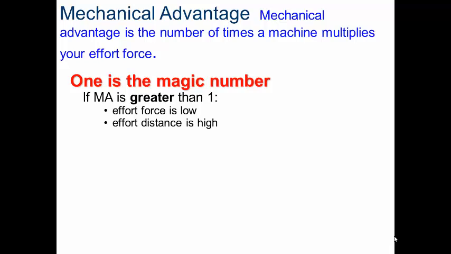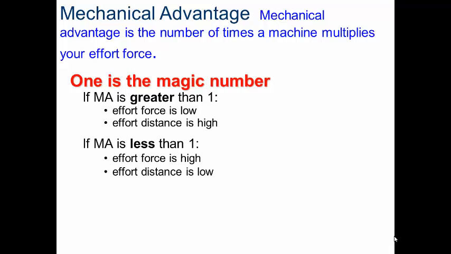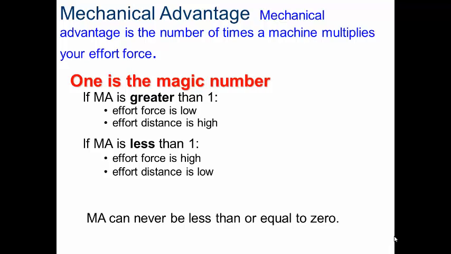So your effort force is low compared to the resistance that you're able to lift. As a trade-off, though, the effort distance is going to be higher. If your mechanical advantage is less than 1, that means the machine did not actually multiply your effort force. It was actually a little bit harder to do the work. Your effort force is high, but your effort distance is low. As a reminder though, mechanical advantage can never be less than or equal to 0.